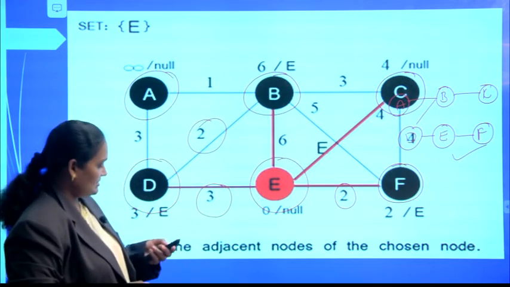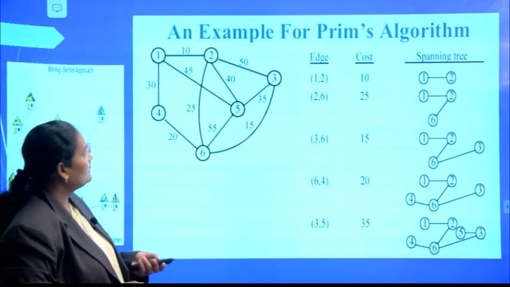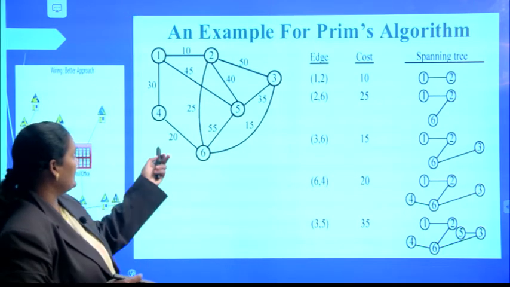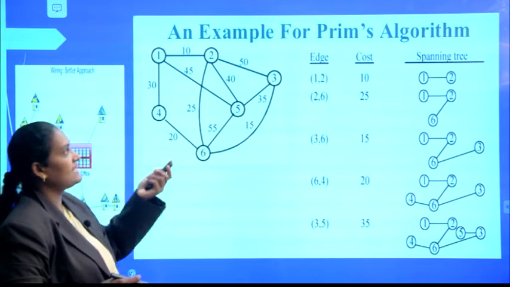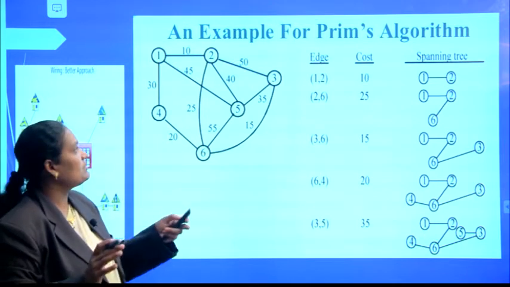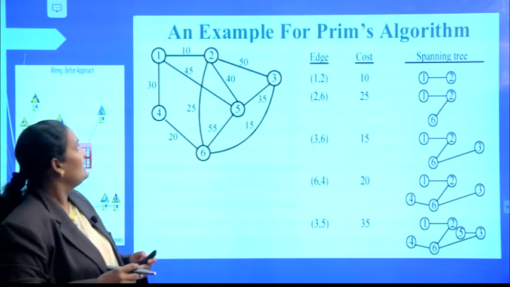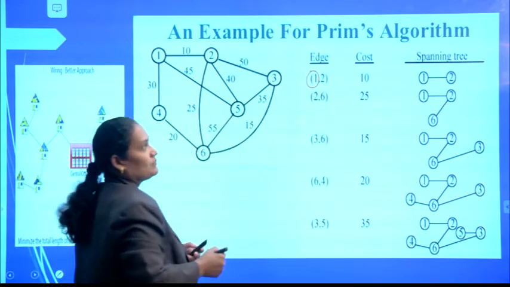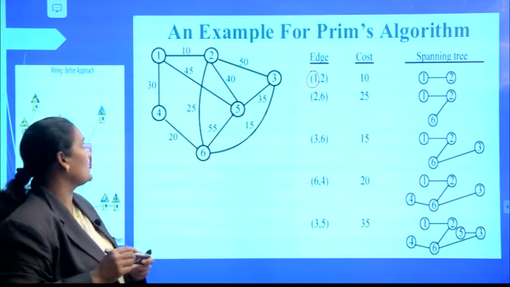Now let us see an example for the minimum cost spanning tree by taking another graph. What is the minimum cost spanning tree for this one? First I am going to select randomly vertex 1.